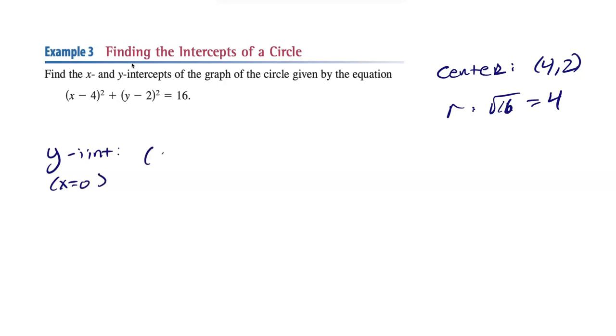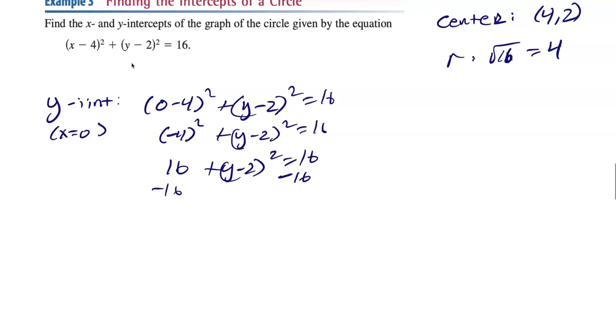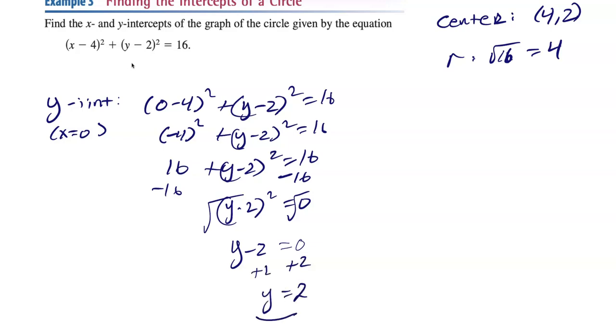So we're going to go 0 minus 4 squared plus y minus 2 squared equals 16. So this is -4 squared plus y minus 2 squared equals 16. So 16 plus y minus 2 squared equals 16. Minus 16, minus 16. You get y minus 2 squared equals 0. Square root. I get y minus 2 equals 0. Add 2 to both sides. y equals 2. So that's my y-intercept. My y-intercept is going to be at 0, 2.